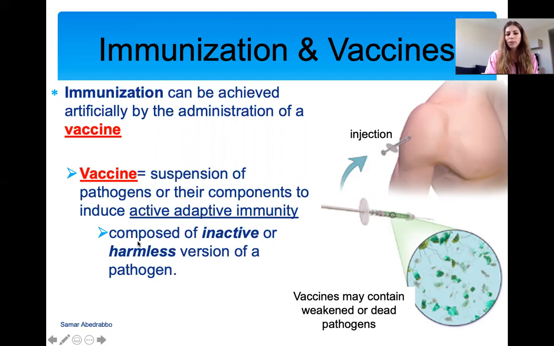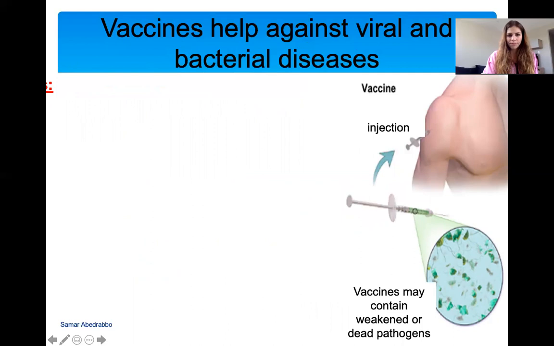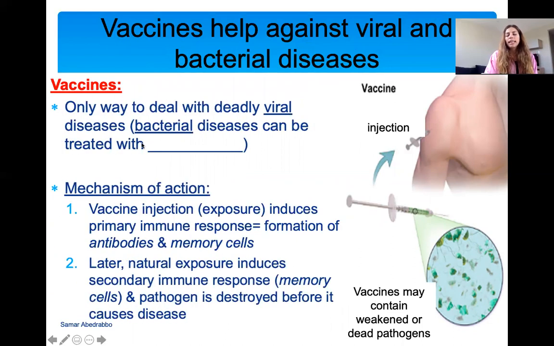The vaccines are composed of inactive or harmless versions of a pathogen. They're not actually the pathogen that's going to make you sick, because if we were doing that, then we would be getting people sick. So vaccines contain weakened or dead pathogens. And it is really the only way we have to deal with deadly viral diseases.